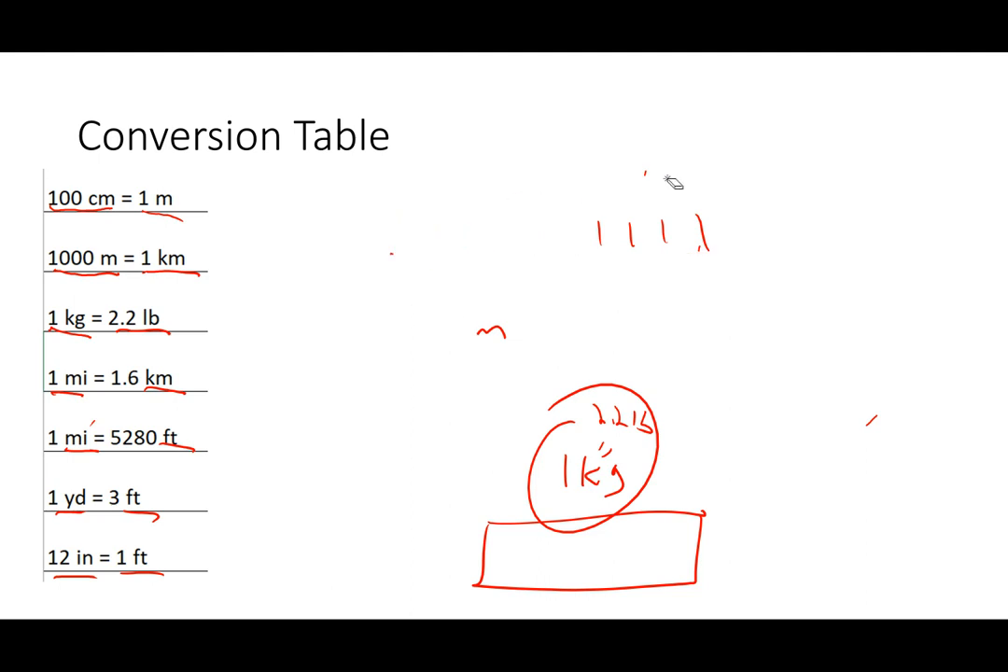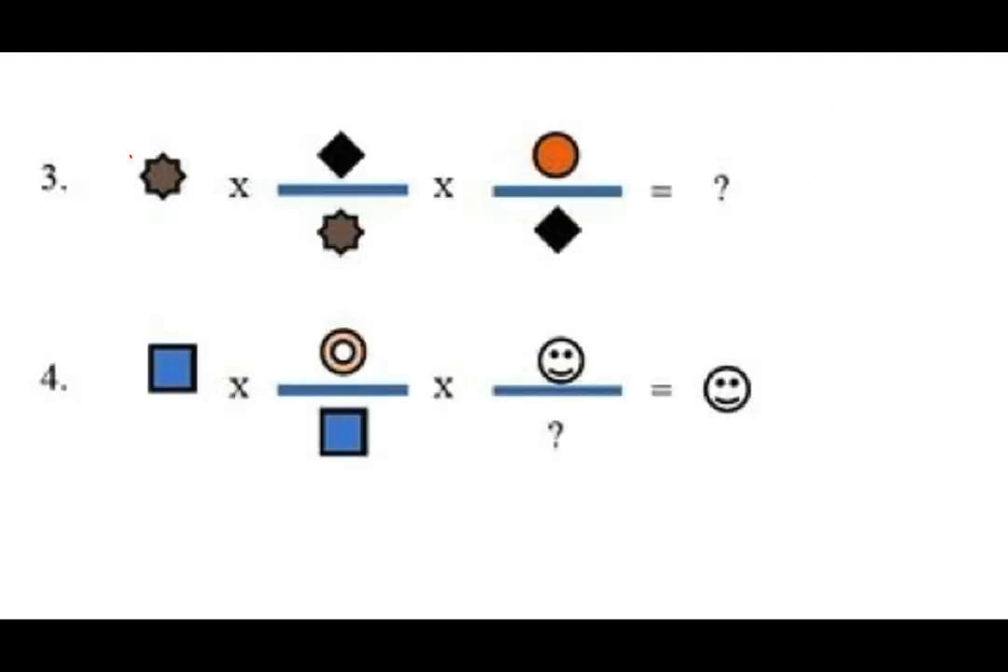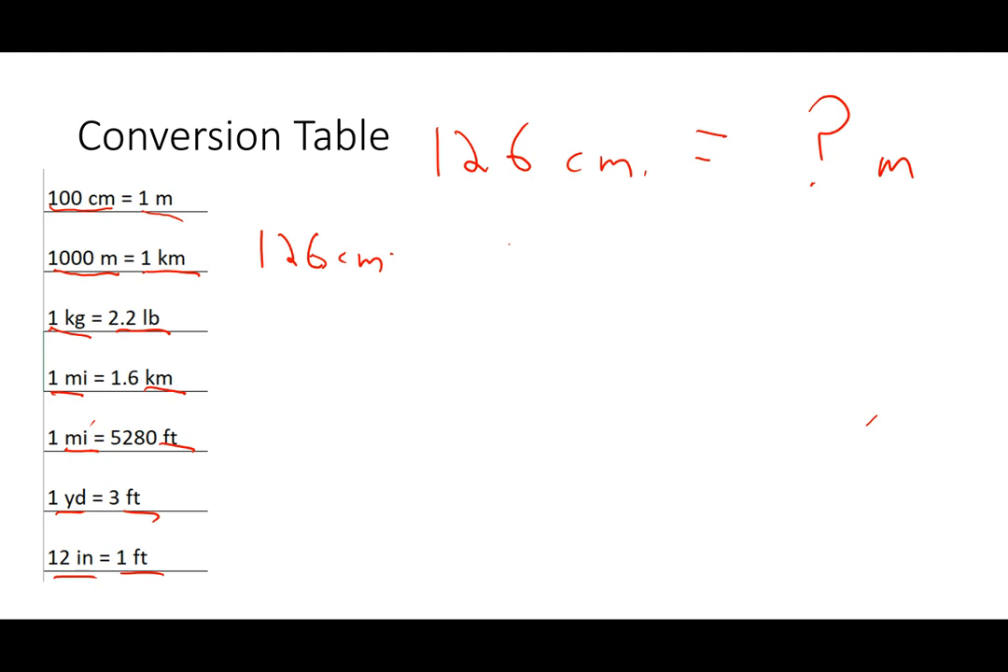Let me give you an example. Let's say I had something like 126 centimeters, and I wanted to know how many meters this is. Well, here's how we do it. We start with the number that we're given, which is 126 centimeters. Now, in order to get to meters, I need to multiply by something.